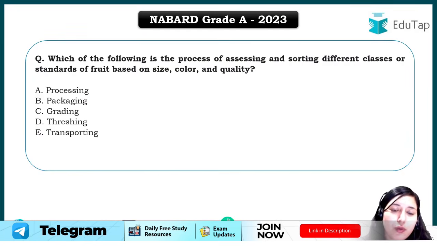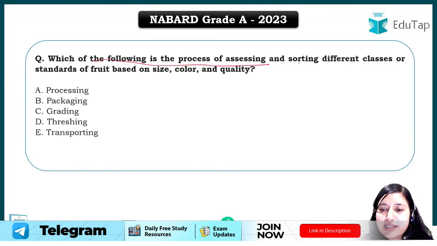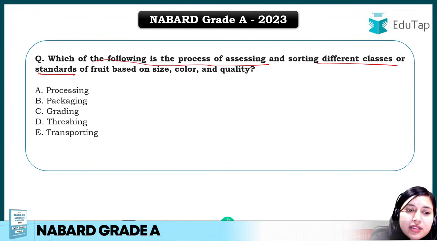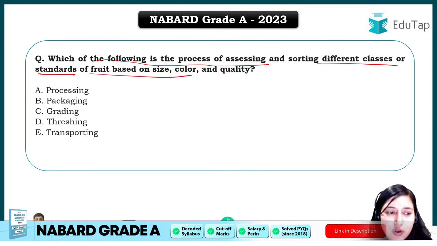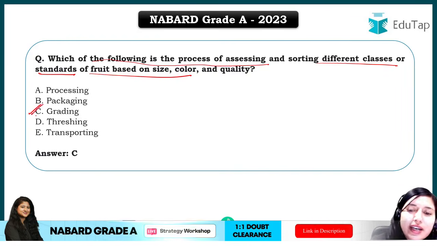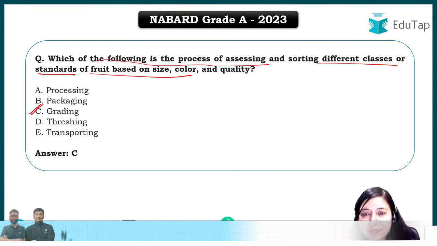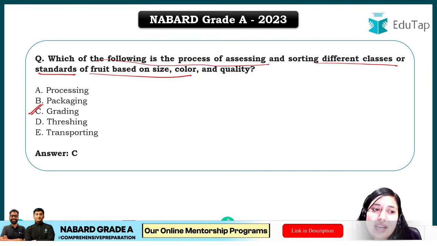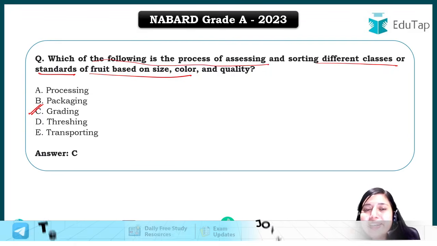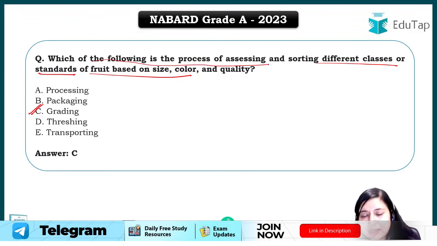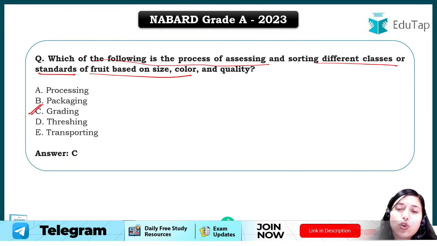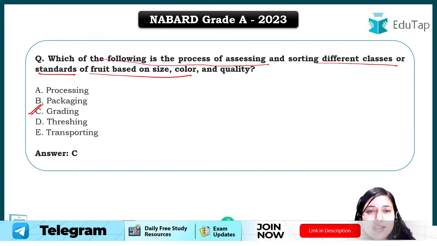Next question is which of the following is the process of assessing and sorting different classes or standards of fruits based on size, color, quantity? So question is from again your post harvest management. This process is known as grading. In case of grading, we sort different fruits in different classes based on quality, size, color and different parameters, ठीक है? तो grading की जाती है, like A grade, B grade, C grade दिया जाता है. High quality will be given A grade, low quality will be given C grade. So this is called grading.